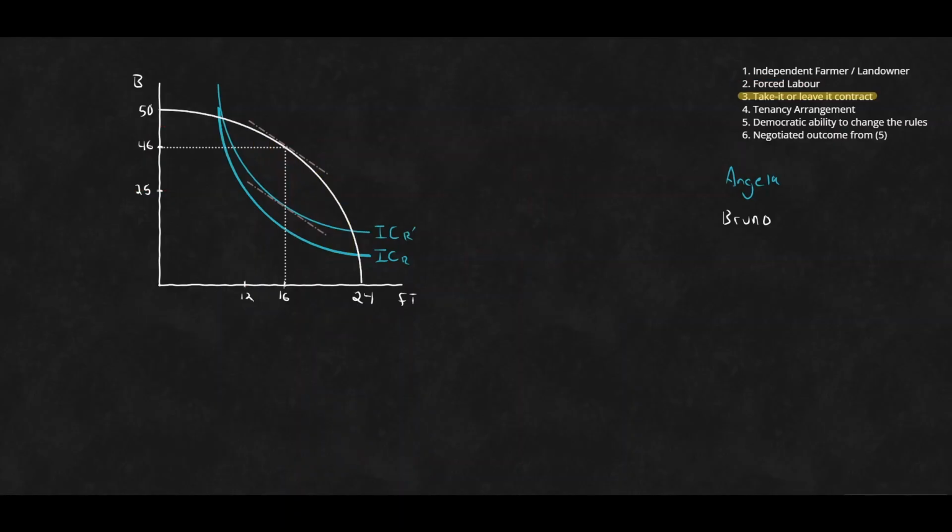Okay, in this case, we'll take a look at the take it or leave it contract. So in this case, we no longer have forced labor. Angela is free to choose to work for Bruno or go work for some other farm landowner that's out there. So she at least has a lot more freedom and ability of choice in this case. The result of that is that her indifference curve, her reservation indifference curve, has shifted up altogether because now she has those other options.